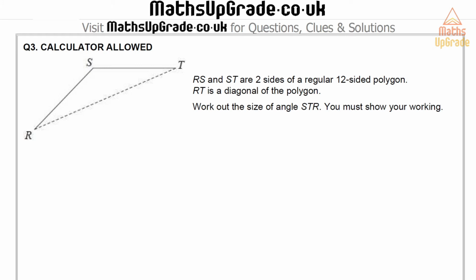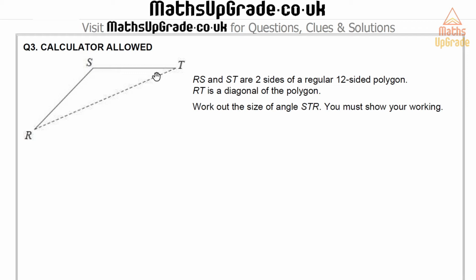Question 3 states that RS and ST are two sides of a regular 12-sided polygon. RT is the diagonal of the polygon, so this is the diagonal here. Work out the size of angle STR. So STR is this angle here. You must show your working. So that is 3 marks for this question, okay?